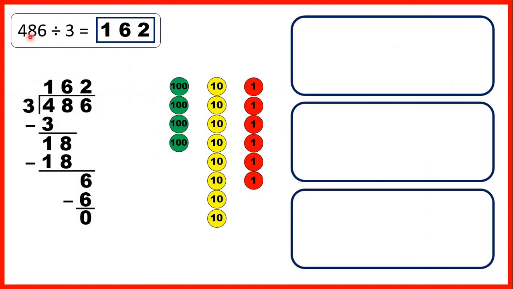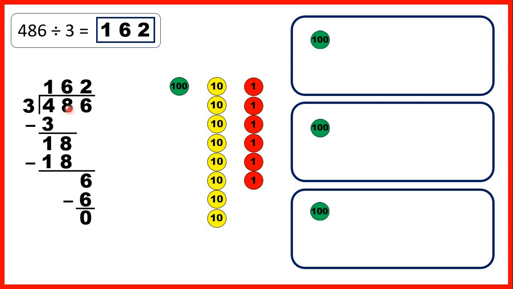Now let's look back at this first question. We started with 486, so that's 4 hundreds, 8 tens, and 6 ones, and we were dividing by 3, so we can share our place value counters into 3 groups. First, we found that we could share out 3 of our hundreds, but then we had 100 left over.